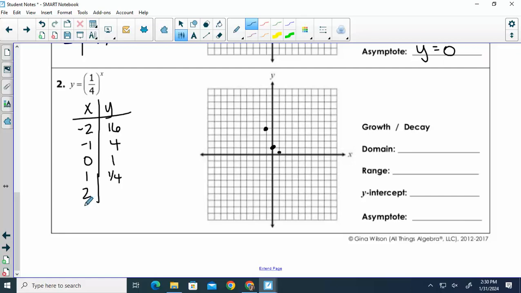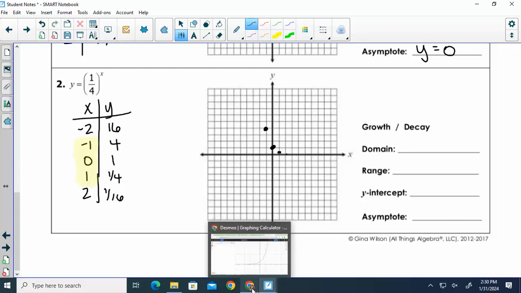If I put 1/4 to the second, 1/16. Can I even? I could, but that's really, really hard to graph, isn't it? It's just really small. So a lot of times on these, you're going to get numbers that are kind of hard to graph. Make sure -1, 0, and 1 are probably going to give you some pretty reasonable numbers. After that, it just kind of depends.